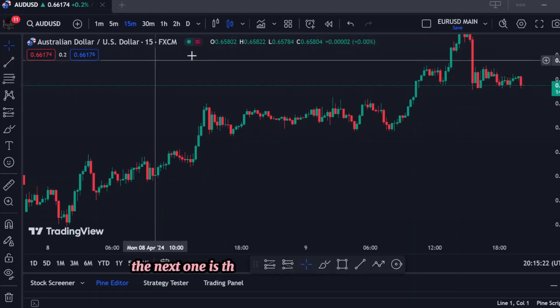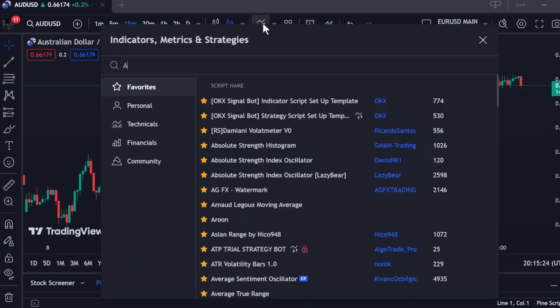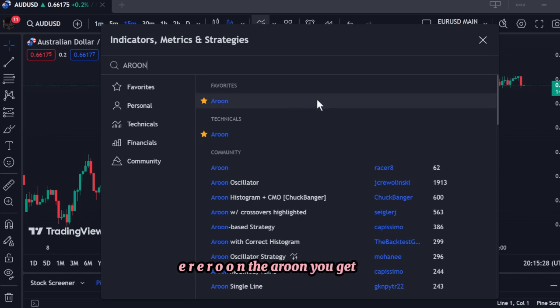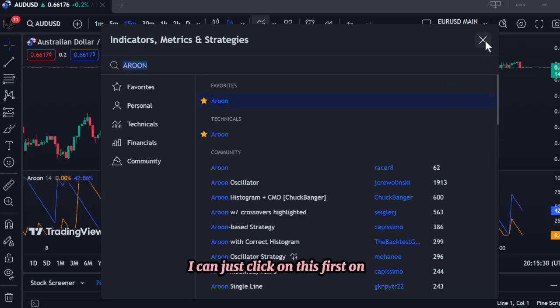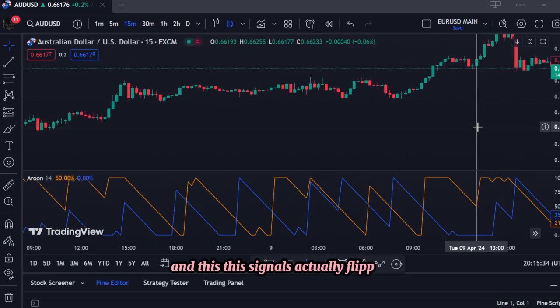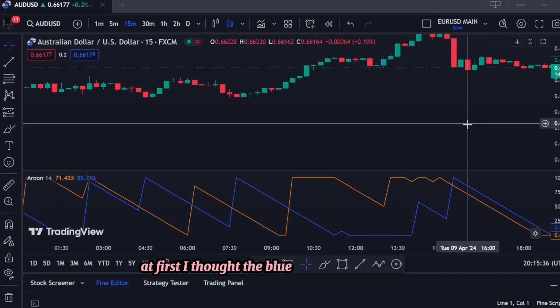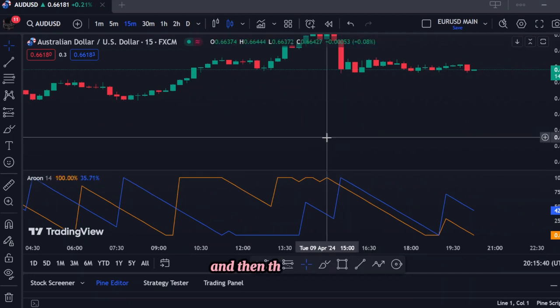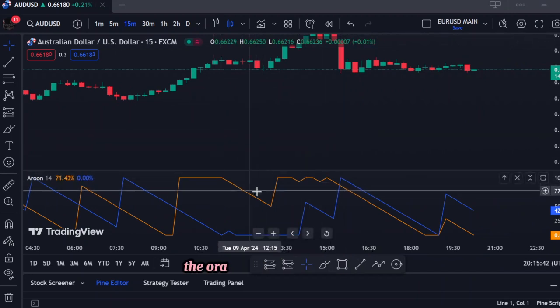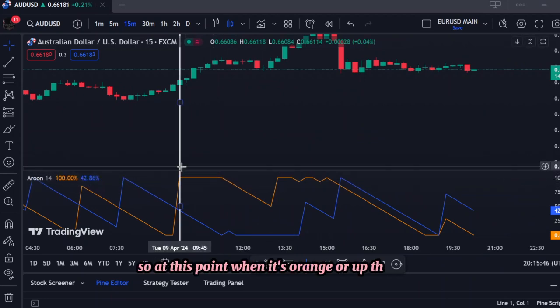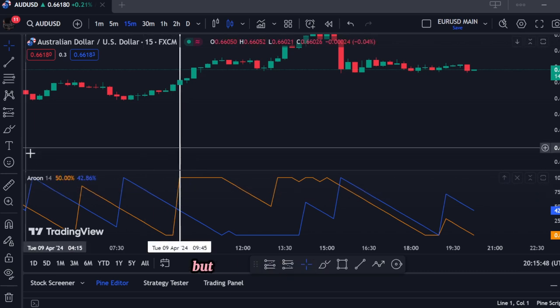The next one is the Aroon. I'm just going to click on here, A-R-O-O-N, the Aroon indicator, and I can just click on this first one. The signals are actually flipped. At first I thought the blue was when to buy, but the blue is when to sell, and the red or the orange color is when to buy. So at this point, when this orange was up this way, it was telling us to buy.